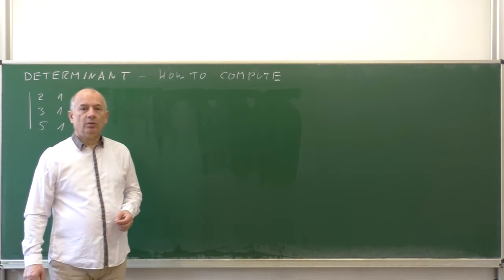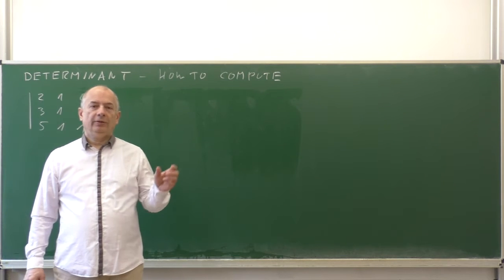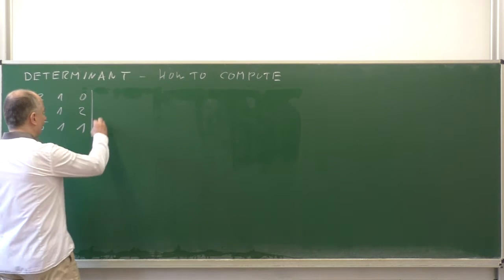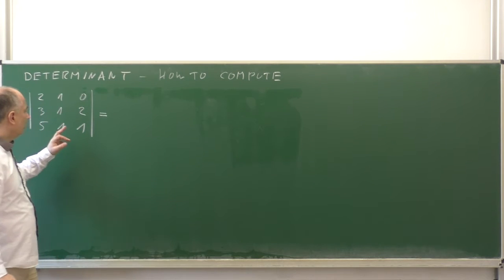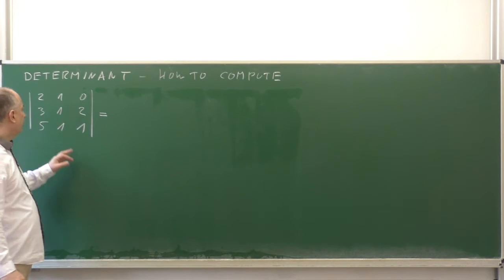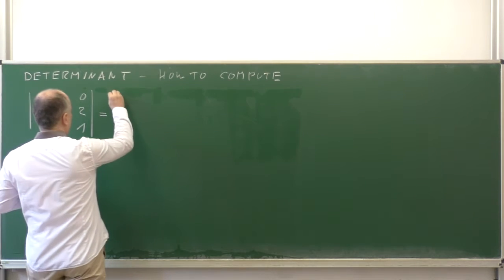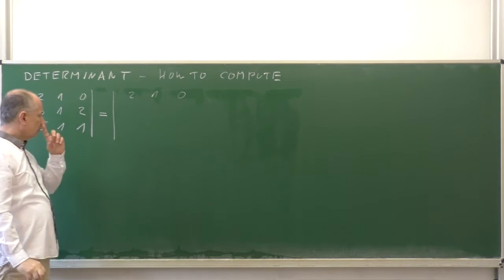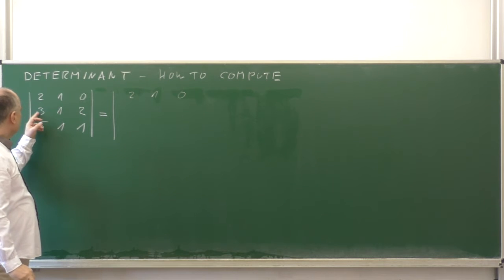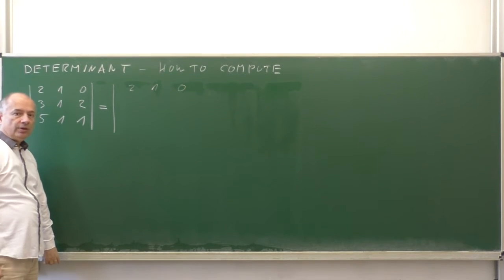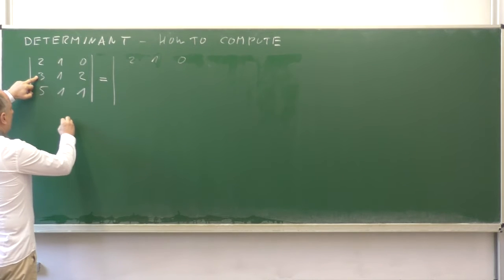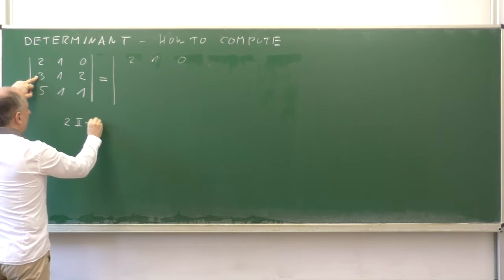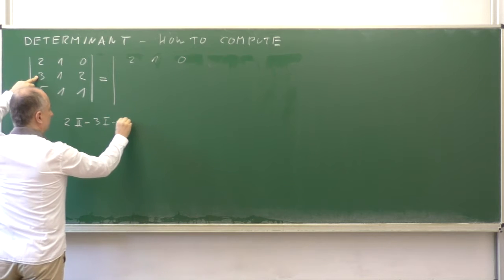Let us illustrate how to evaluate the determinant by first bringing the matrix to the upper triangular form. So consider the determinant of this 3 by 3 matrix. Here we have a non-zero number, so we can write 2, 1, 0. Now, to get 0 instead of 3, we take 2 times the second row and we subtract 3 times the first one.